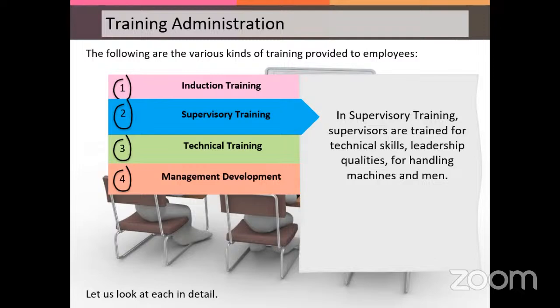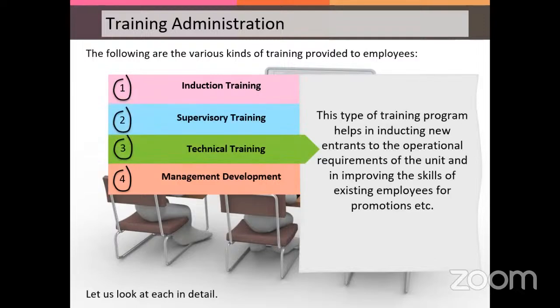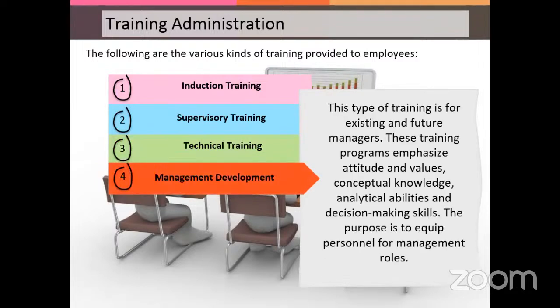The technical training is a type of training program that helps in inducting new entrants into the operational requirements of the unit and improving the skills of existing employees for promotion. So technical trainings, most often, are hands-on trainings. Then we have the management development training. This type of training is for existing or future managers. This training program emphasizes attitudes and values and conceptual knowledge, analytical abilities, and decision-making skills. The purpose is to equip personnel for management roles, and this course is an example of such.